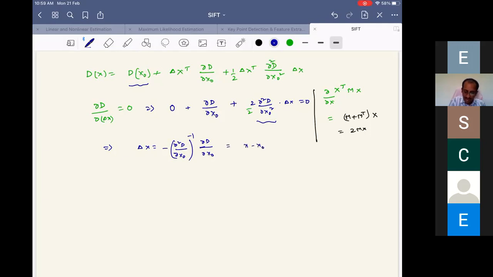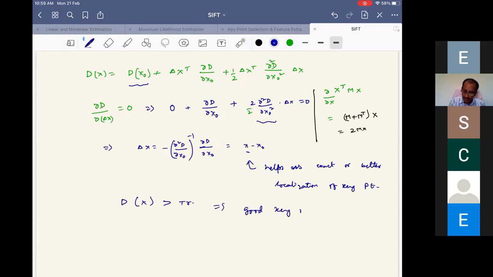From this you get the exact localization of the key point. This helps us with better localization of the key point. Not only that, if D of x is greater than some threshold, then we can say that it is a good key point. If D of x is less than the threshold, it's a weak key point, and it can be thrown out or ignored. That's how we can localize the key points and also find robust key points.